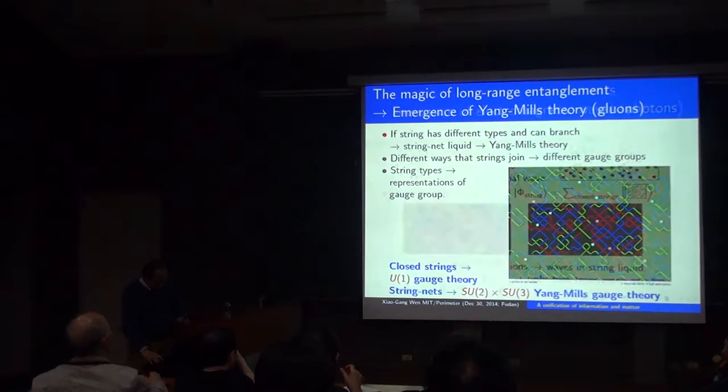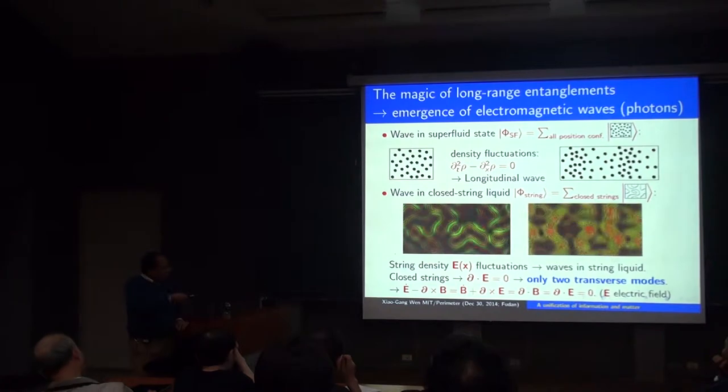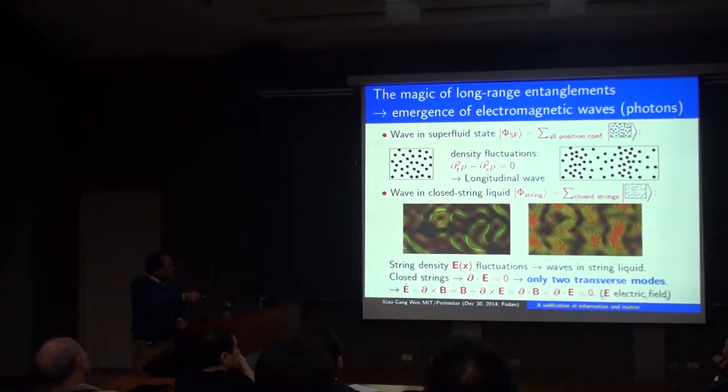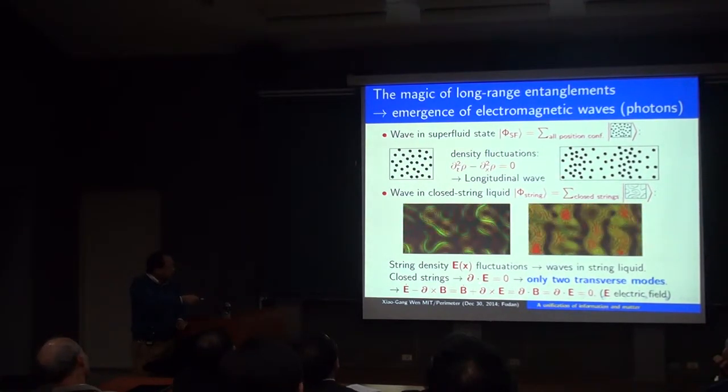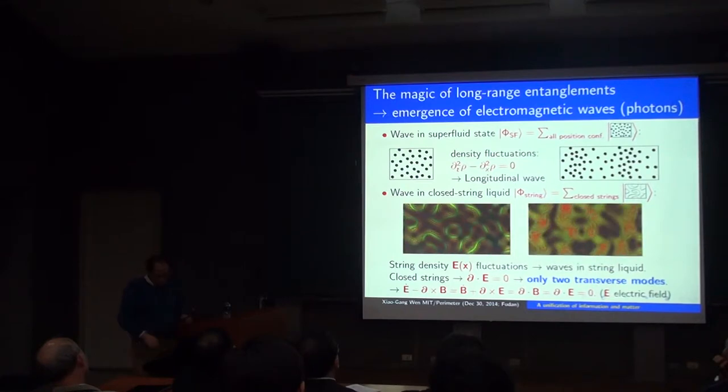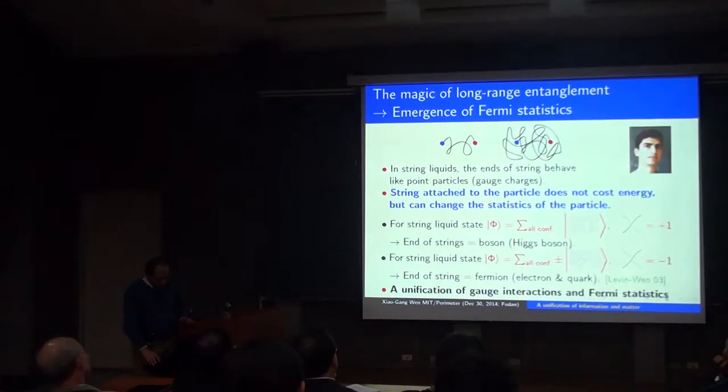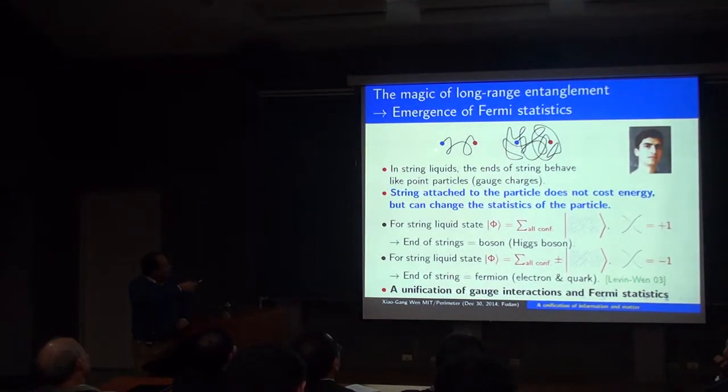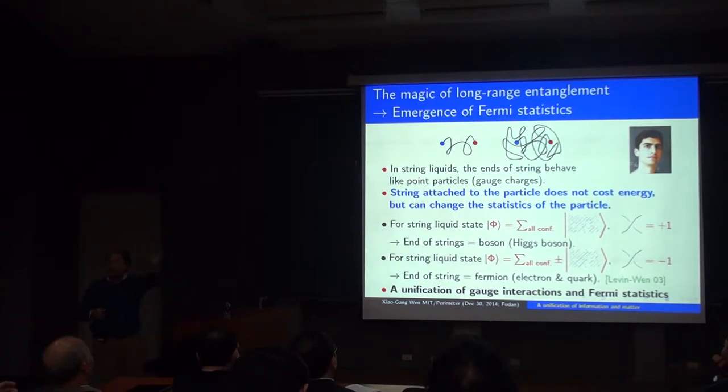Remember, we said that when you only have loops, the string density has no divergence. The string density is actually the electric field. But when you have a string with an end point, then the divergence of the string density, or the divergence of the electric field, is no longer zero, and the source is the end of the string. So therefore, the end of a string behaves like a charge of the gauge field. Okay. And this kind of charge can be a boson or a fermion.